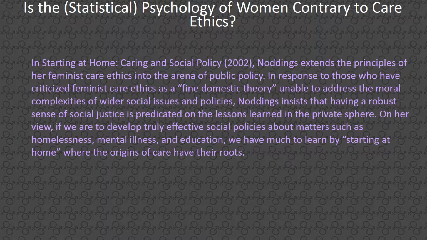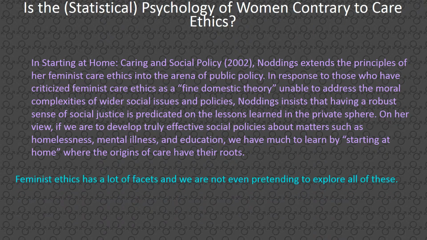In Starting at Home: Caring and Social Policy, 2002, Noddings extends the principle of her feminist care ethics into the arena of public policy. In response to those who have criticized feminist care ethics as a fine domestic theory, unable to address moral complexities of wider social issues and policies, Noddings insists that having a robust sense of social justice is predicated on the lessons learned in the private sphere. On her view, if we are to develop truly effective social policies about matters such as homelessness, mental illness, and education, we have much to learn by starting at home, where the origins of care have their roots.